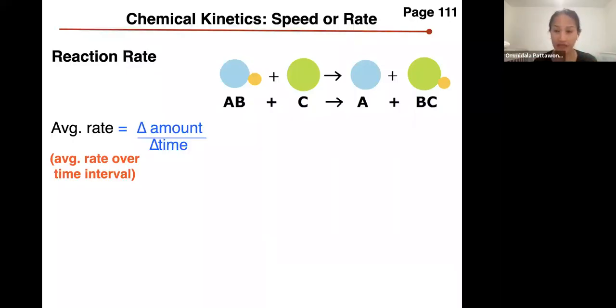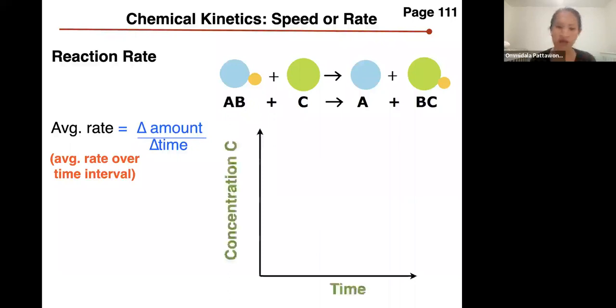By looking at any of these, it's going to give you the average rate of the reaction. So now if I plot a graph between the concentration versus time, in this case, I'm going to look at the concentration of C. So I'm going to look at this concentration right here.